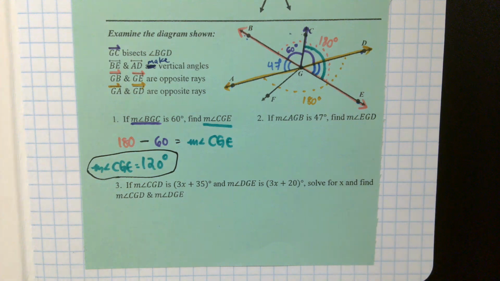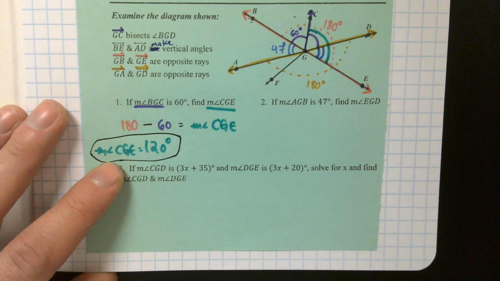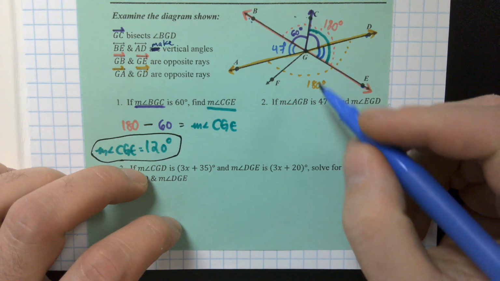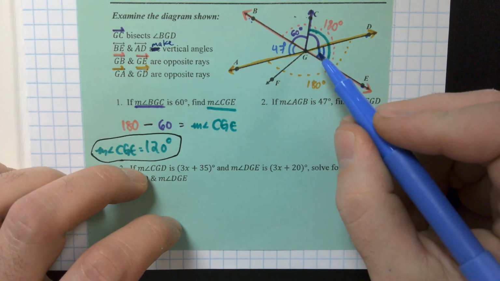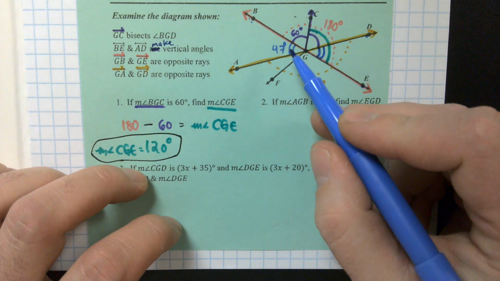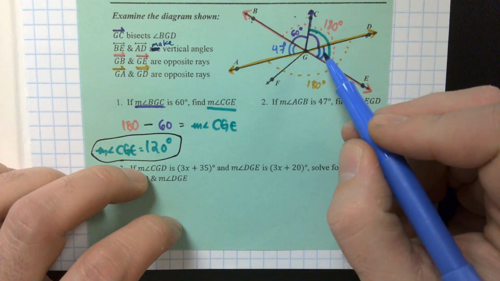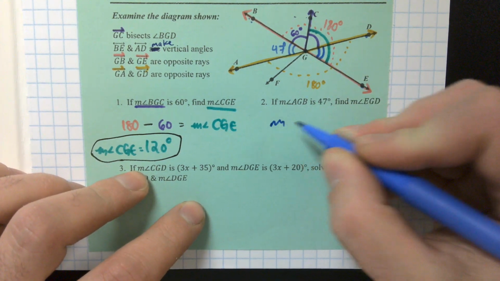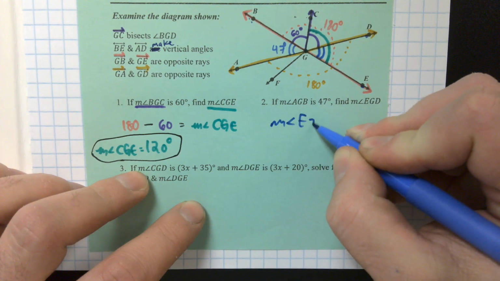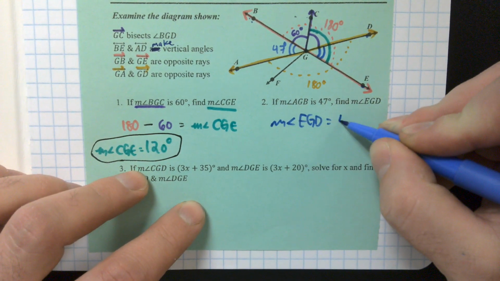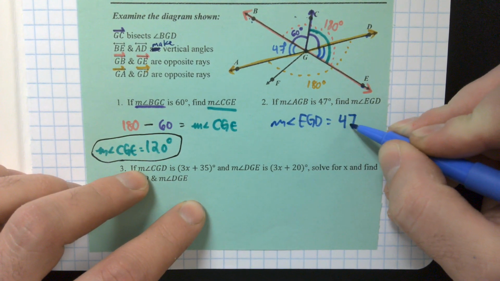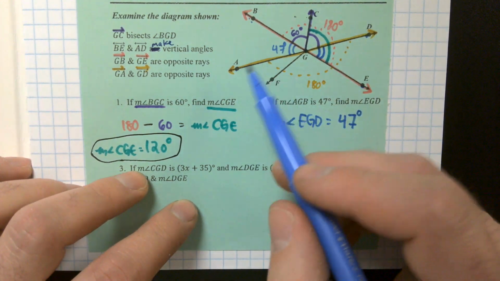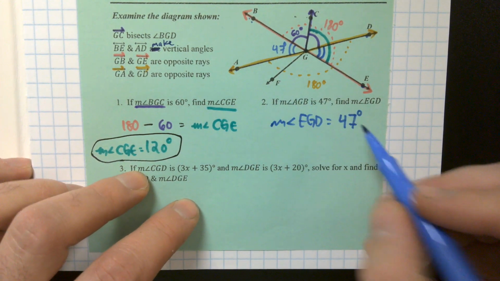All right. Raya, what'd you guys come up with? Okay, so basically, from that point right there, 47 degrees. Since it's the same, I said EGD is 47 degrees too. Measure of angle EGD you said was equal to what? BGA. Yeah, you said 47 degrees, right?